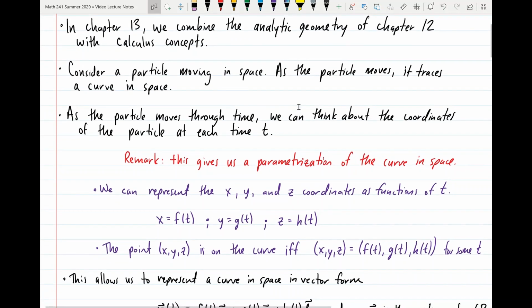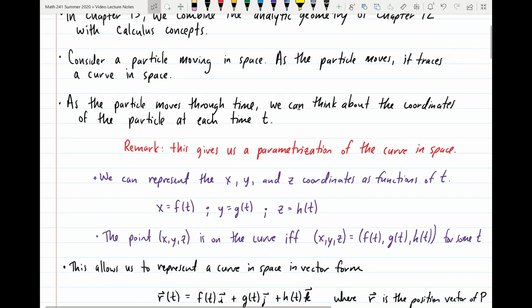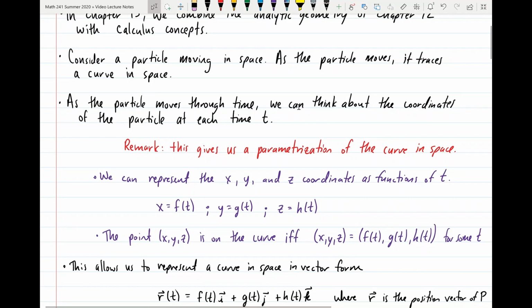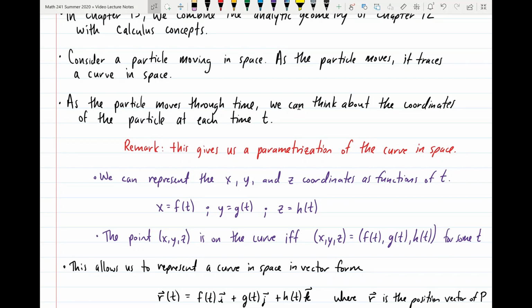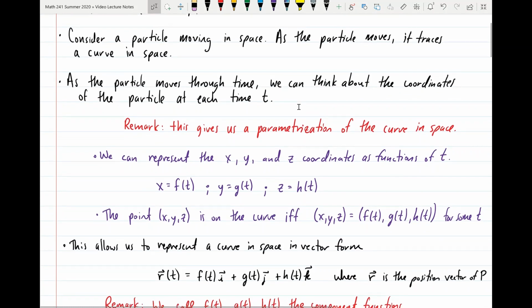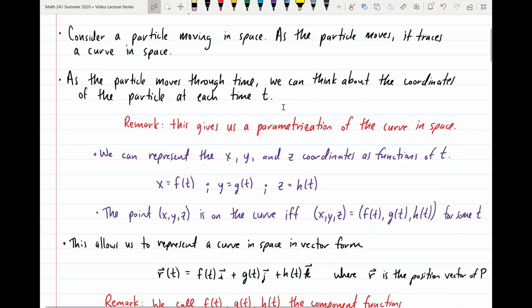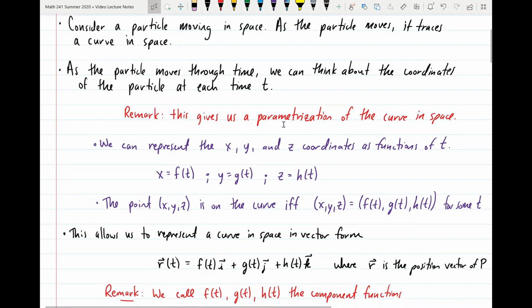Okay, and as the particle moves through time, we can think about the coordinates of the particle at each time t, right? So time, you can think of it as starting at time equals 0. Time is constantly flowing onward, and the particle is moving around and is leaving a path behind it. And the fact that we can talk about the position of the particle at different times gives us a way to parameterize the curve or the path of the particle in space.